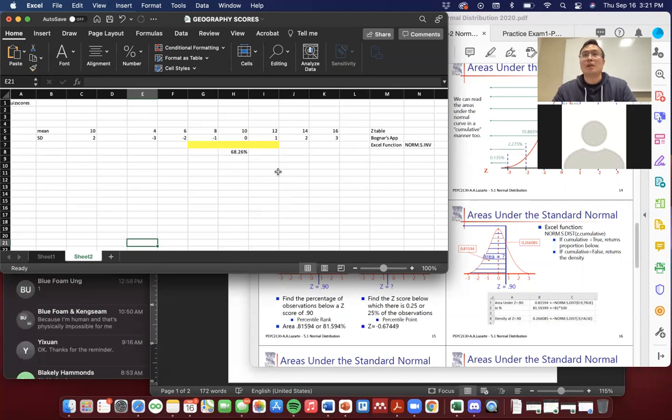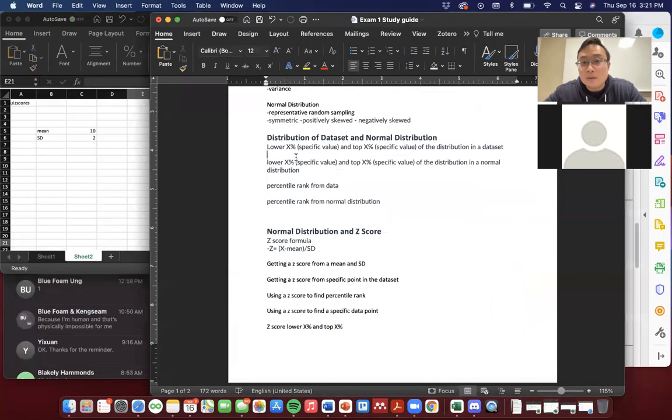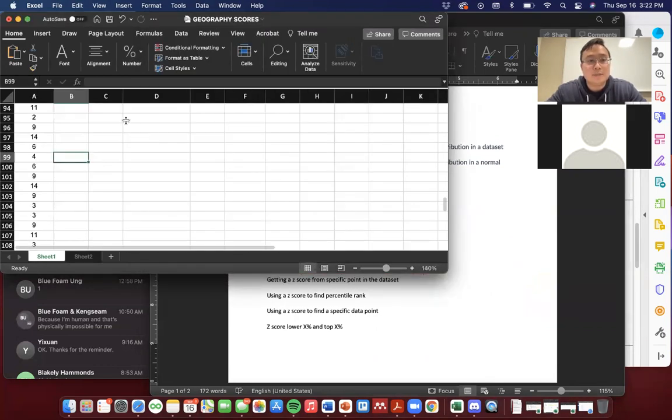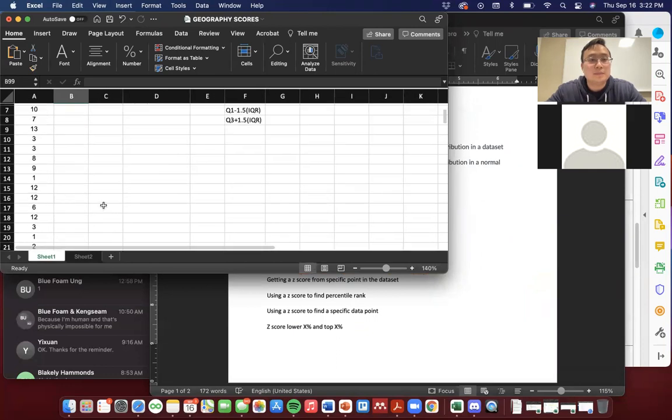It's more like you're assuming normal distribution. So it's like you're assuming the general population, this is what it will look like. Okay. So now we're going to find, say, the lower, let's say 20%. So we're going to do that with the data set first. We want lower.